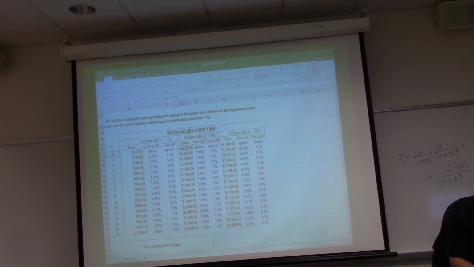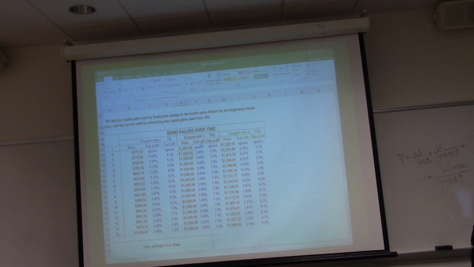When you calculate the capital gain yield, you use T2 divided by T1, subtract 1. Do you want to try? Use 1,000 divided by T1, subtract 1. Current yield for what? Divided by T1 minus 1. Right here? Hold on, I'm going to fix this really quick. P2 divided by P1 minus 1, yeah.